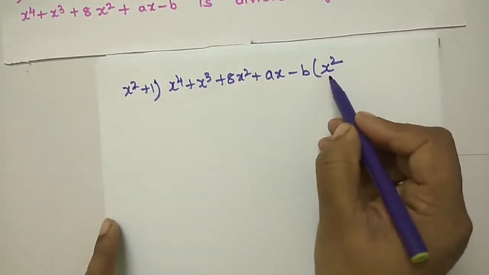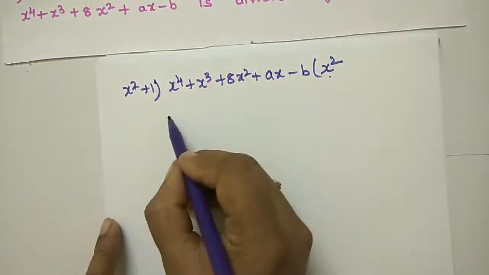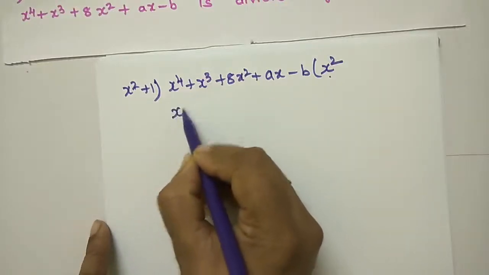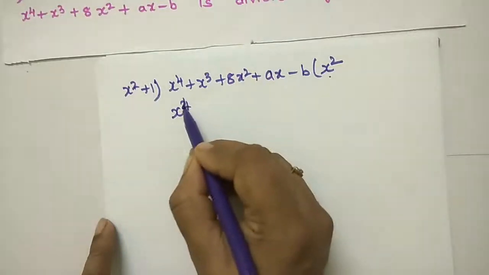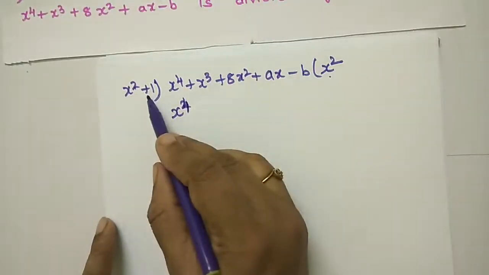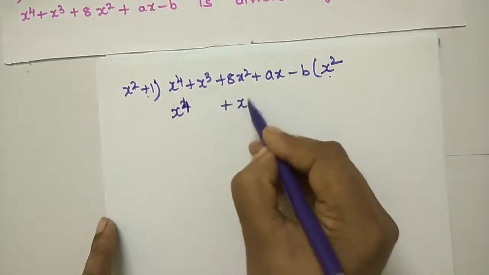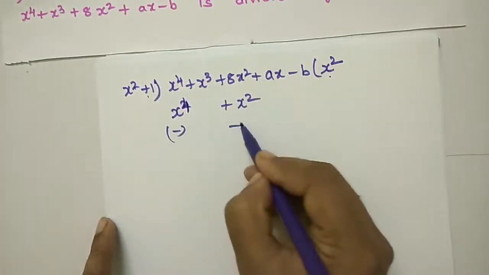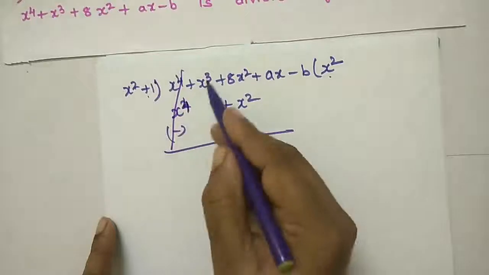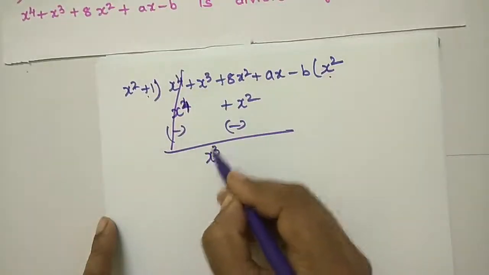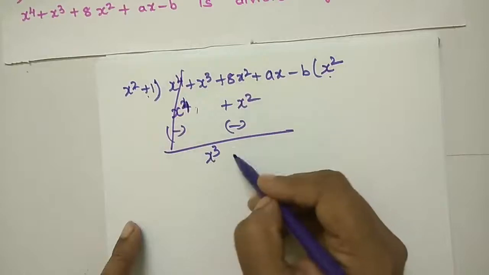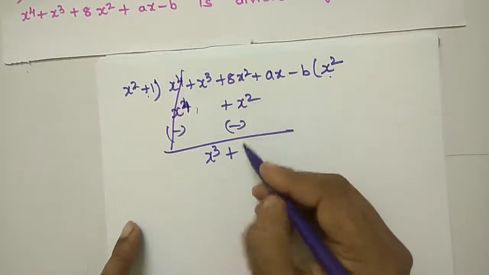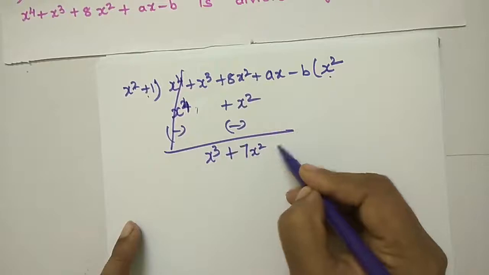Now multiply this x square with whole g of x, you will get x square, okay, x power 4, x square plus 1 is nothing but plus x square. Now change the sign. Okay, these two get cancelled, here it is nothing but 0, right? So it is x cube plus 8 minus 1 is nothing but 7x square.